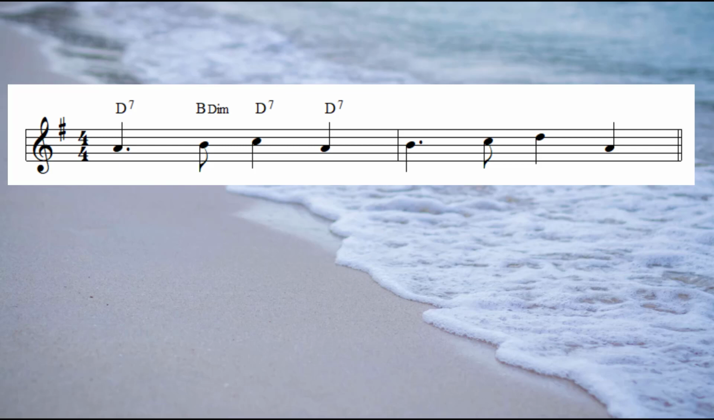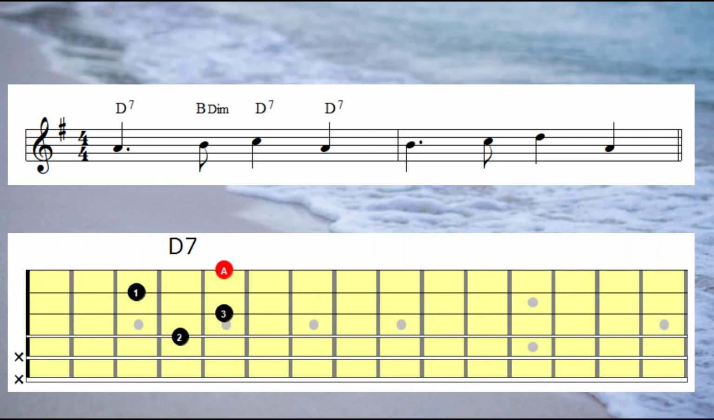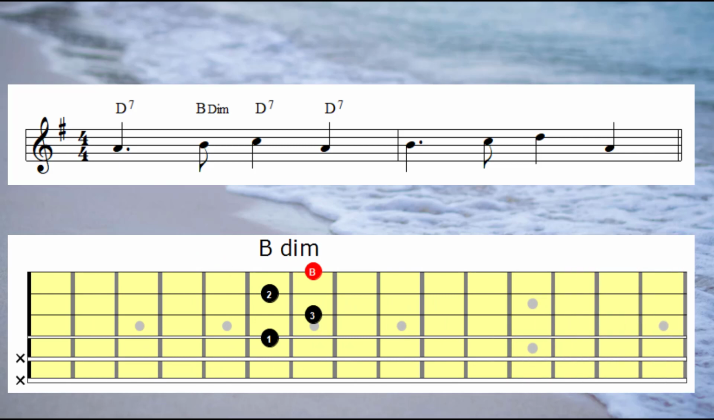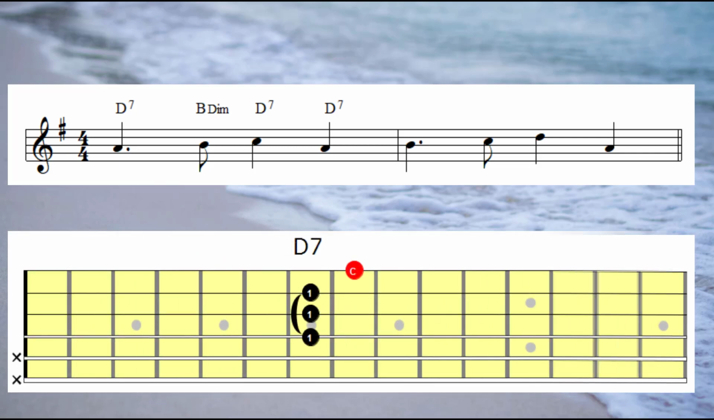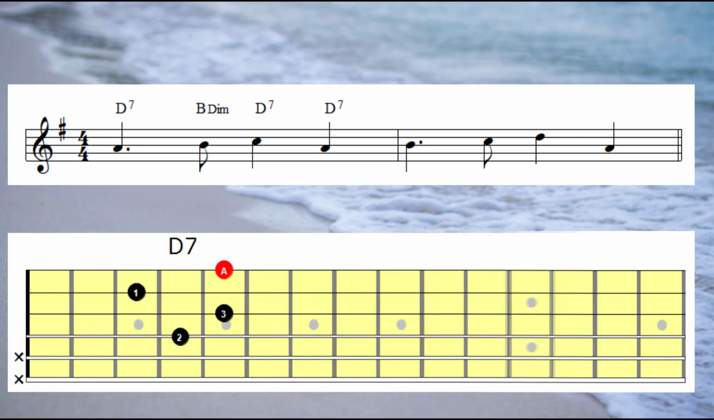So I'm going to use a D7th chord under the A note. I'm going to use a B diminished chord under the B, and I'm going to use a D7th chord under the C, and also a D7th chord under the last note, the note A.